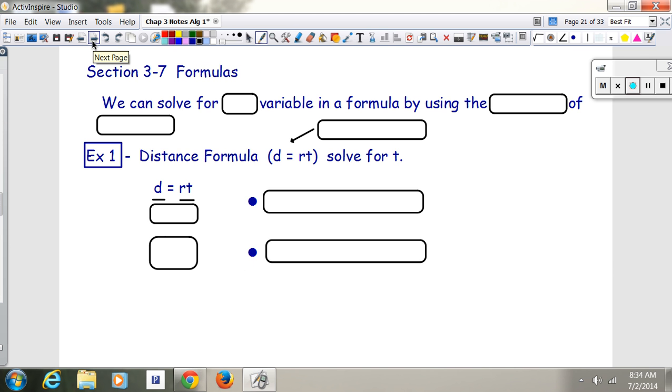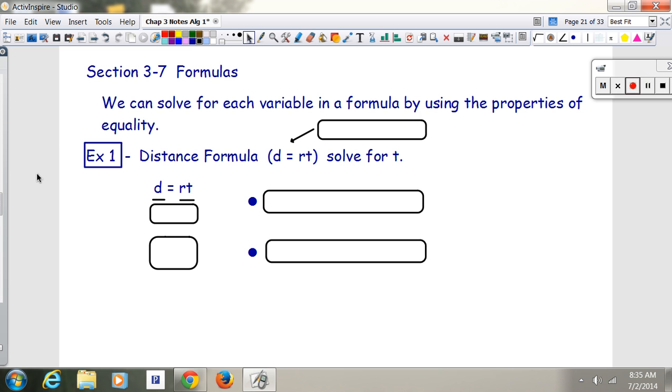Okay, moving to 3.7. Formula. The 3.7 is on the bottom of the back side of the first page. We can solve for each variable in a formula by using the properties of equality. Solving for each variable in a formula by using the properties of equality means that I can get any letter by itself that I want to. If I see a formula D equals RT and D is by itself, and let's say I wanted R by itself, I could get R by itself. All I have to do is move the T to the other side. So we can isolate any variable in any formula that we want to.